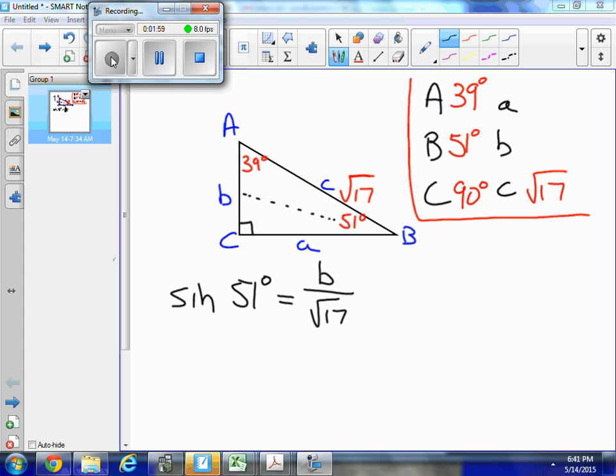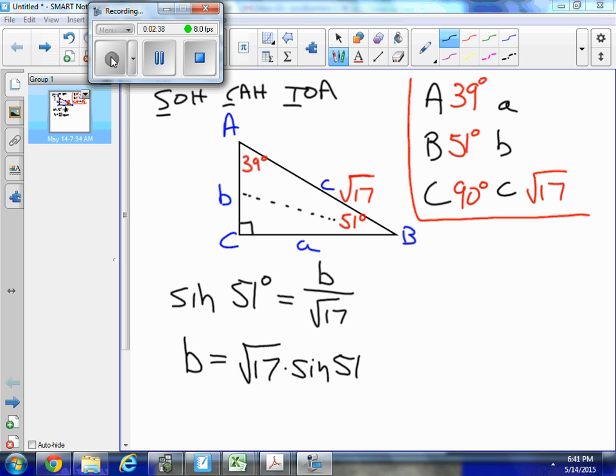So let's just write something else on here so that we have it. I always write at the top of my paper, SOH CAH TOA. So I remember the relationships to find sine, cosine, and tangent. So sine 51 degrees is my opposite, which is B, over my hypotenuse, which is radical 17. So doing a little bit of algebra, that means B is equal to radical 17 times sine 51 degrees.